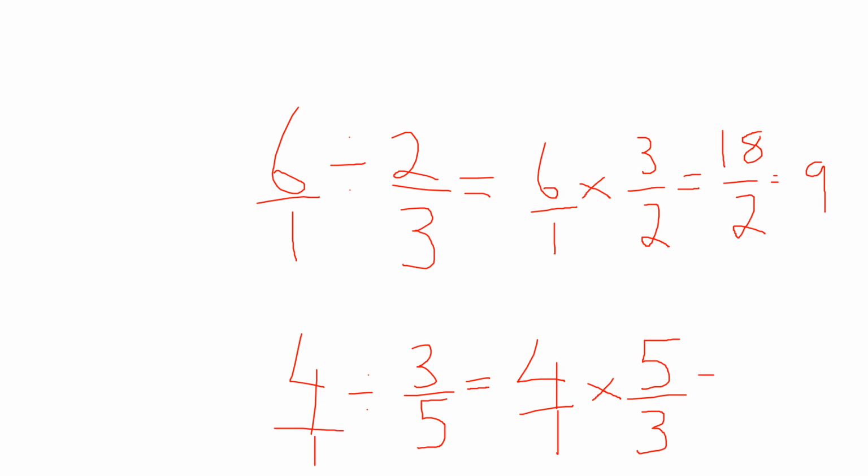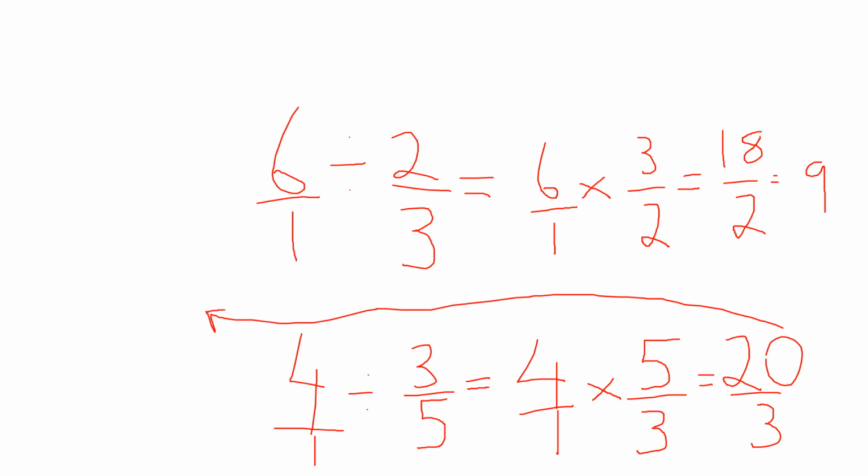Now you do top by top and bottom by bottom. 4 times 5 is 20, and 1 times 3 is 3. So I get 20/3, which I class as a top-heavy fraction or an improper fraction, and I can write that as a mixed number. How many 3's go into 20? Well, it goes in 6 times with a remainder of 2, so it's 6 whole and 2/3.